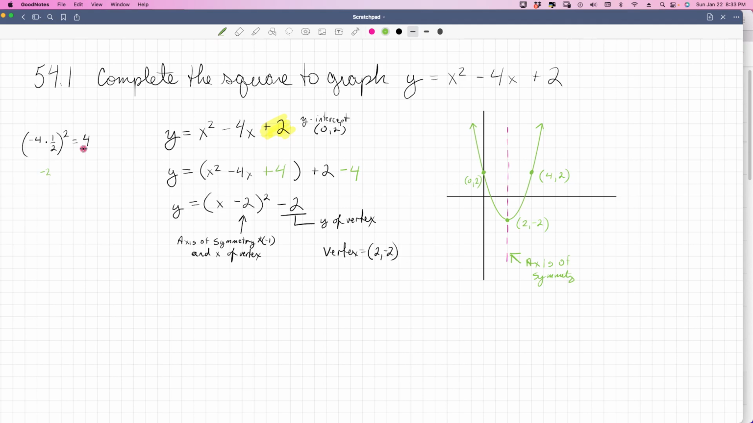Now, if it's a negative number, it won't stay a negative number, because when you square it, even if it is a negative number, it'll be positive. So that's the number we add to the middle and subtract from the outside to keep it balanced.